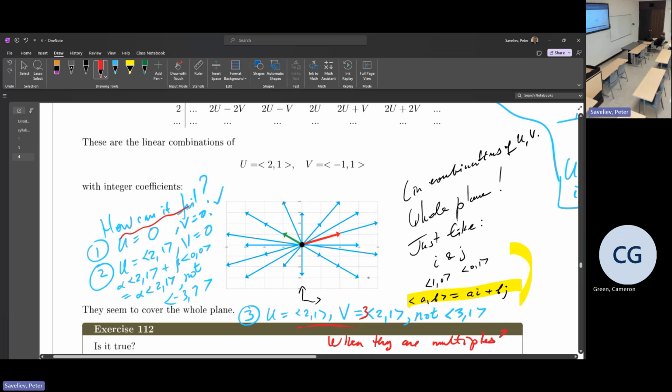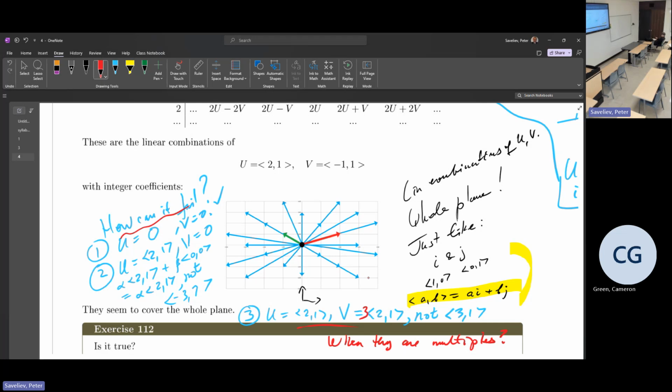Once again, redundancy. When they are multiples, they are redundant, and therefore they are unable to cover the whole plane because there are not enough degrees of freedom. There's still one degree of freedom left. Okay, so that's the big idea, and it turns out that that's the only restriction.